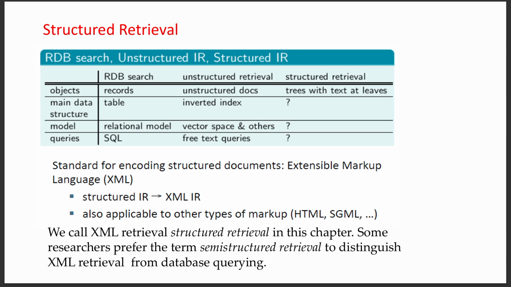Now, the main data structure used: in RDB search, it is a table. In unstructured retrieval, an inverted index. In structured retrieval, there is a question mark. For the model, in RDB search we use the relational model. In unstructured retrieval, we use the vector space model and others. In structured retrieval, we don't know. So to fill these gaps in structured retrieval, we will be using XML retrieval.